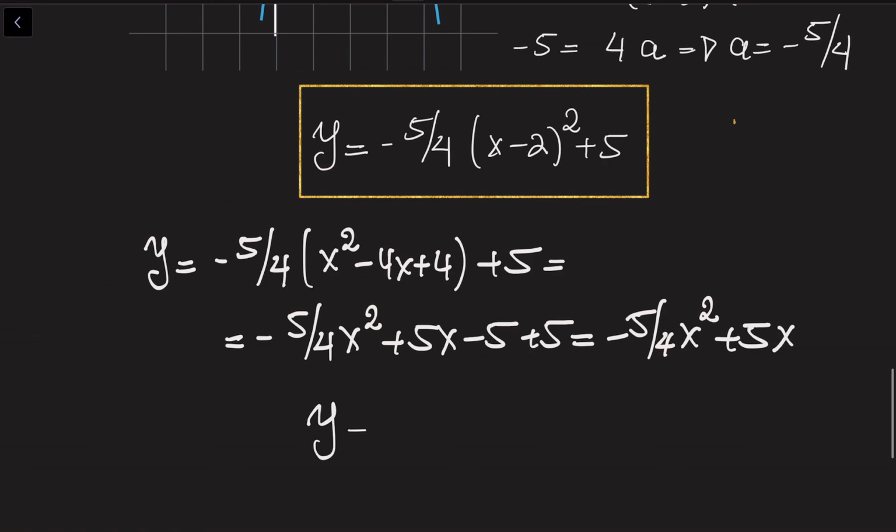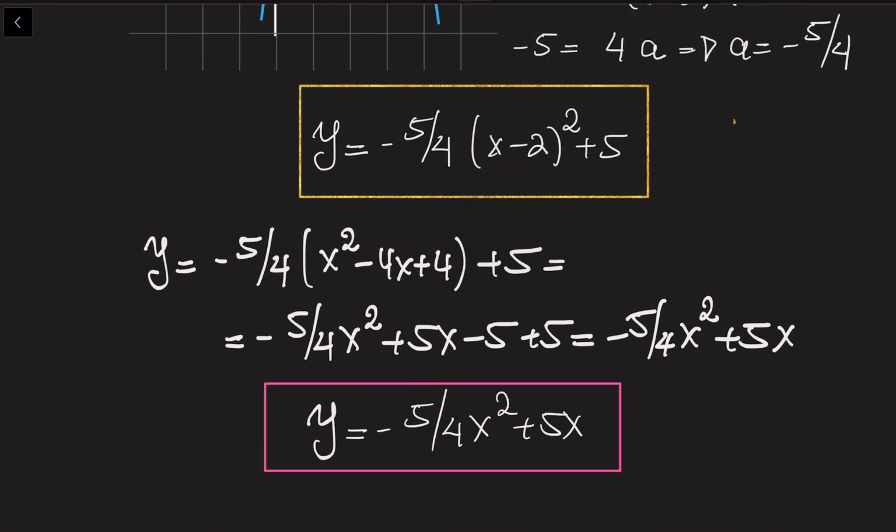Again, the equation of the parabola in the standard form is going to be -5/4 x^2 + 5x. So please note that depending on which form you need to find, you can transform this equation. This is called the standard form, and this is called the complete square form.